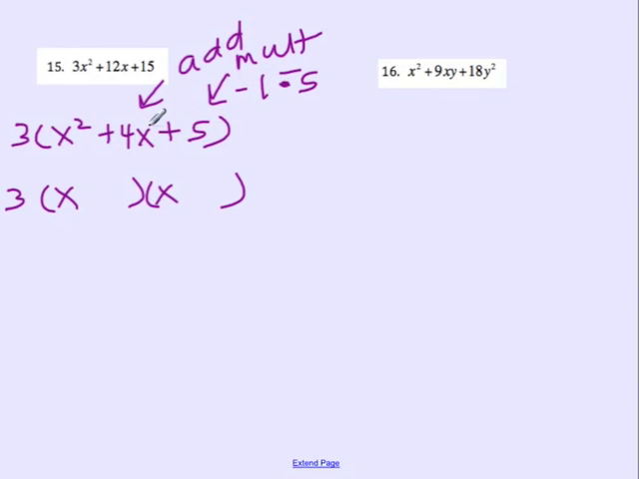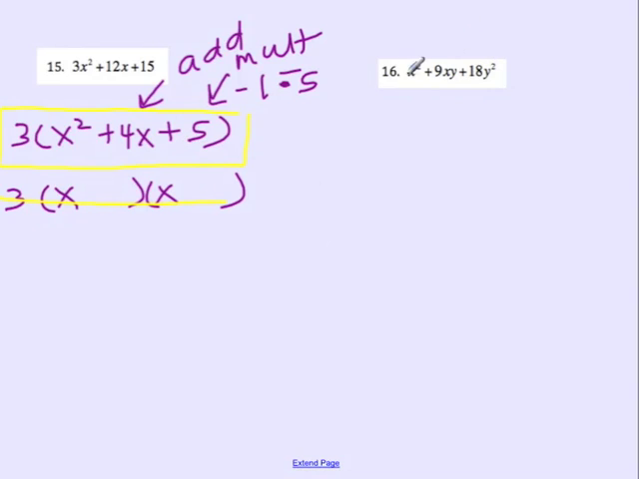So can this one ever work? No, this one will not work. So this piece up here is actually your final answer. There will be times where you cannot factor it further. Number 16 looks a little bit different.